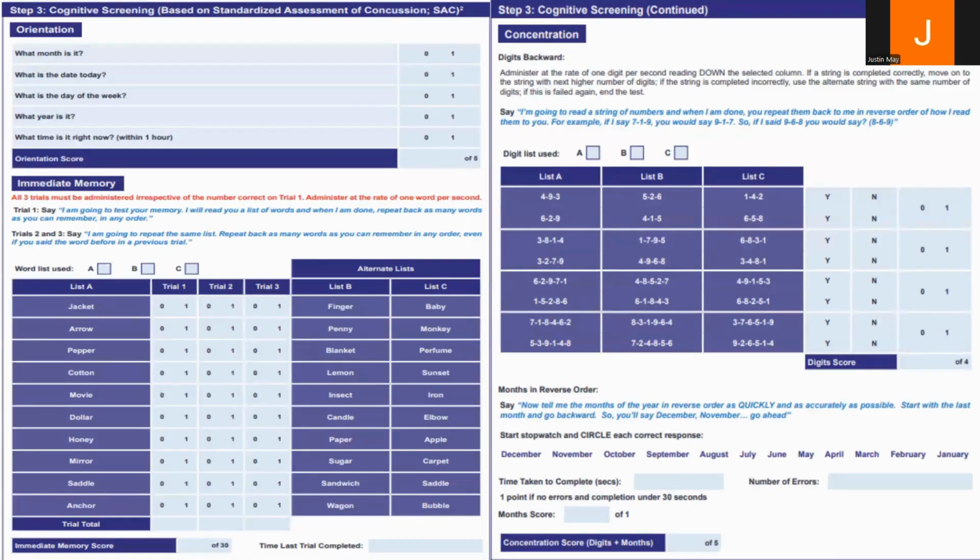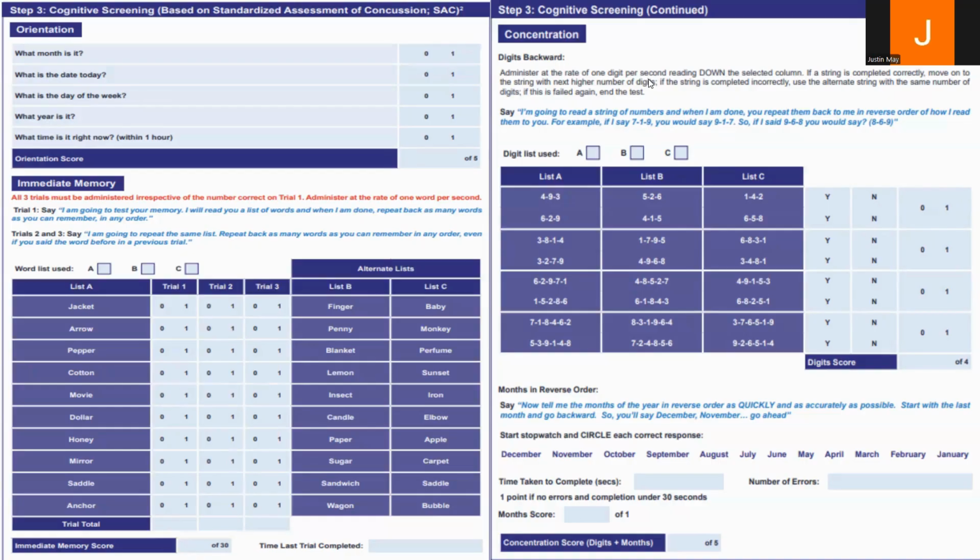For this, we're going to go through an immediate memory screening. We're going to provide them with a list of words. We're going to read them off one word per second. We have 3 lists to choose from, list A, list B, and list C, and we're going to have them repeat them back to us after we say them. So I'll say jacket, arrow, pepper, cotton, movie, dollar, honey, mirror, saddle, and anchor. And the athlete would be able to repeat those back in any order that they're able to. We're going to test that 3 times, and we're going to take the average score, and then we'll take that out of 30.